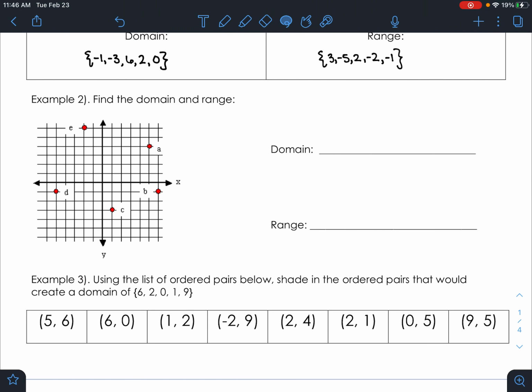Okay, so in example 2, it says find the domain and the range. This time we have the points. So the easiest way to do this is to list out the points first and then write out the x values and write out the y values, all right? So I'm going to go in order from the letters.